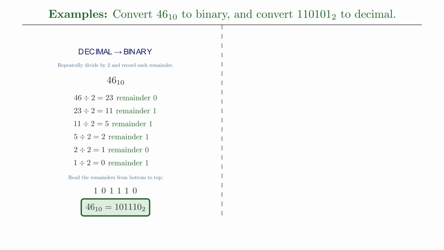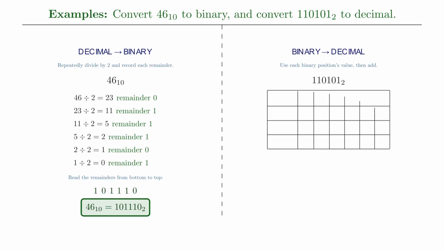Now to convert from binary into decimal. Here we use each binary position's value and add them together. We start with 110101, setting up our place value table. Our powers of 2 go from 2 to the power 5 down to 2 to the power 0. This gives us place values of 32, 16, 8, 4, 2 and 1.